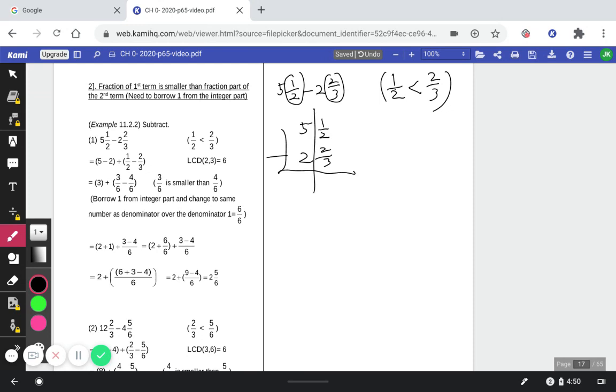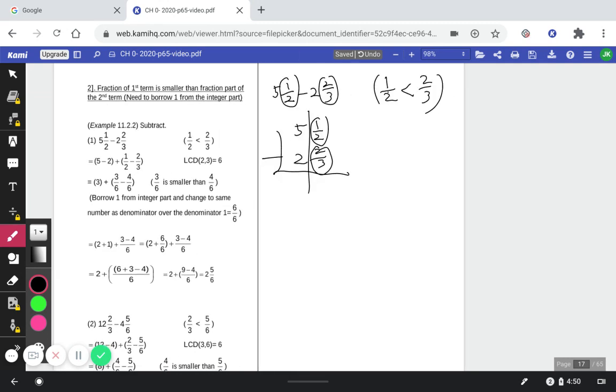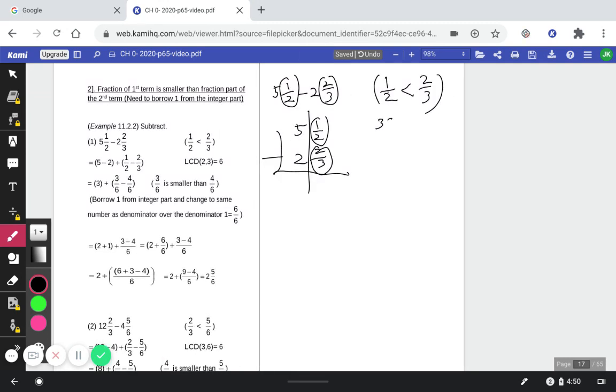And again, you do the fraction side first. Since you are subtracting two fractions with a different denominator, you have to follow 3 steps, right? Step 1, LCD of 2 and 3, which is 6. That's step 1.